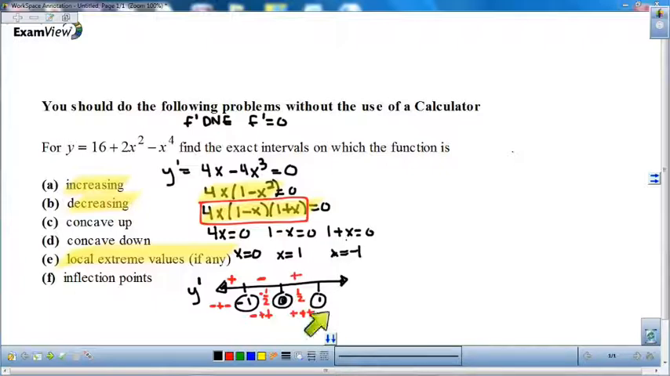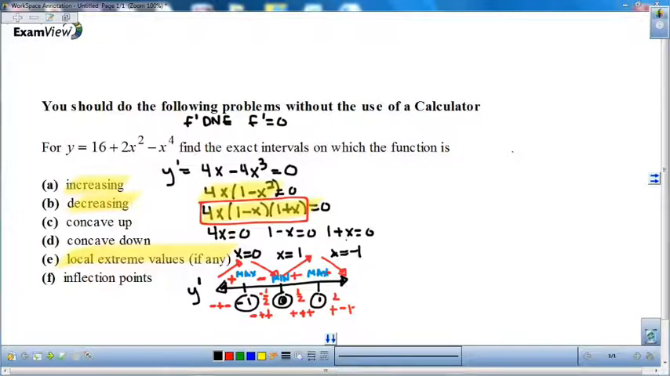A number to the right of 1 is going to be 2. So I'm going to check 2. 4 times 2 is positive. 1 minus 2 is negative. And 1 plus 2 is positive. Okay, so here's my number line. I know that I'm going to be increasing, decreasing, increasing, decreasing. So that means negative 1 is where my max occurs, 0 is where my min occurs, and 1 is where my max occurs.